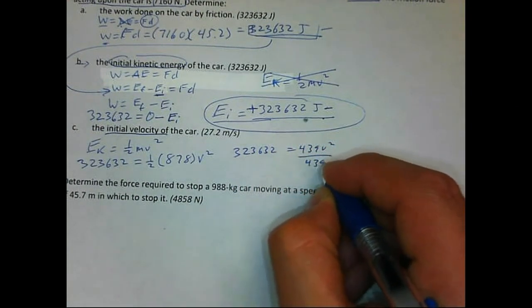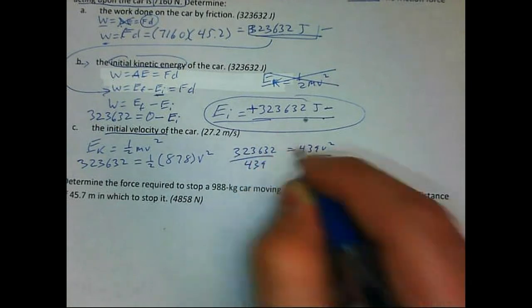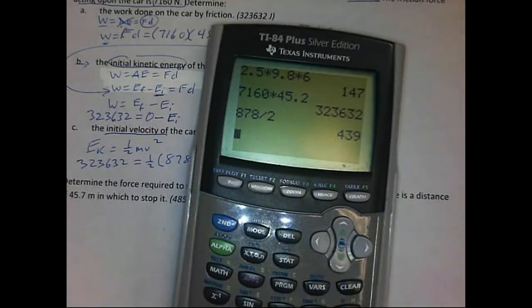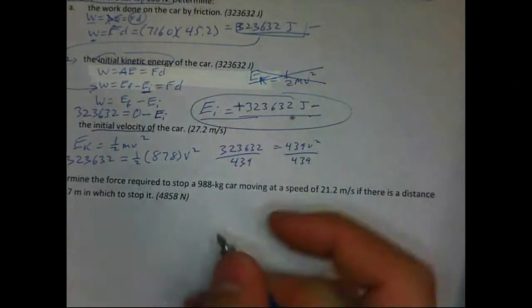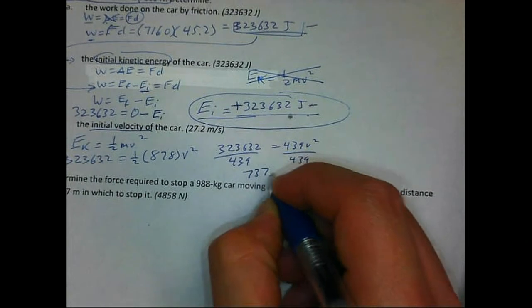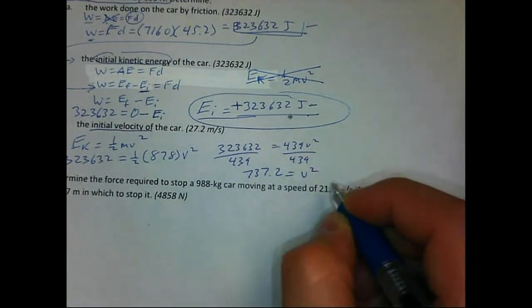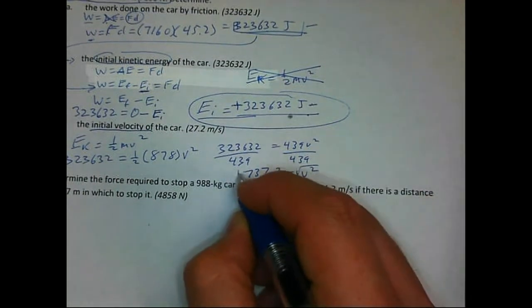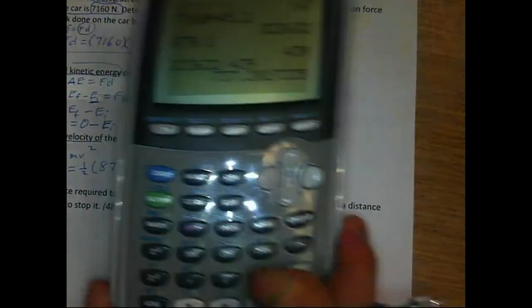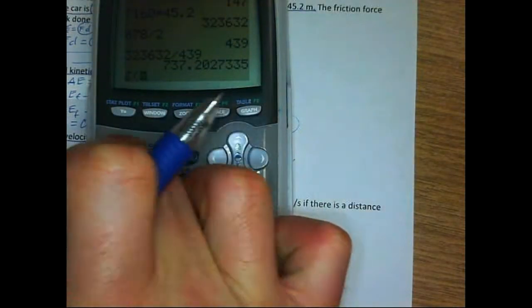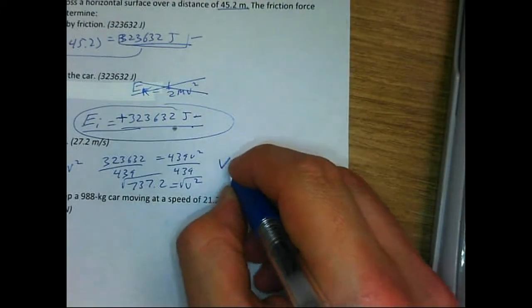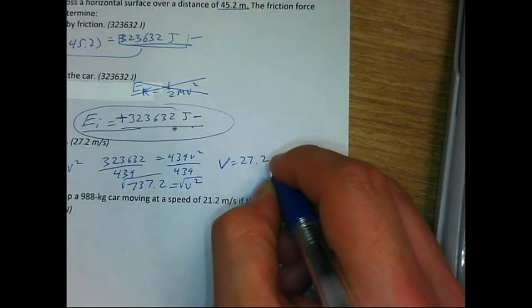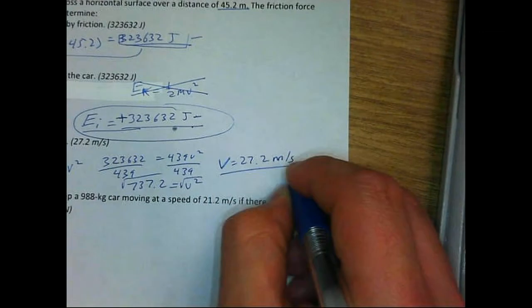Divide both sides by 439. So 323,632 divided by 439 gives us 737.2. And the last step we have to take is to take the square root, and the square root of that will give us 27.2. V equals 27.2 meters per second.